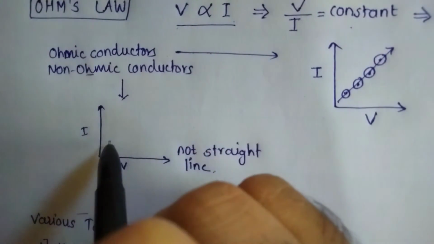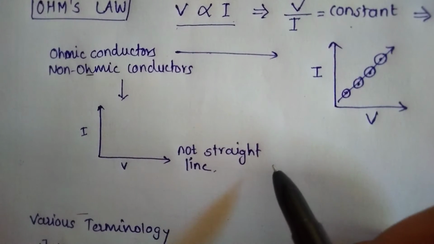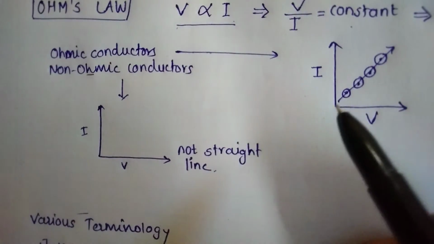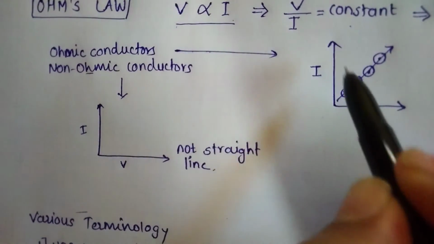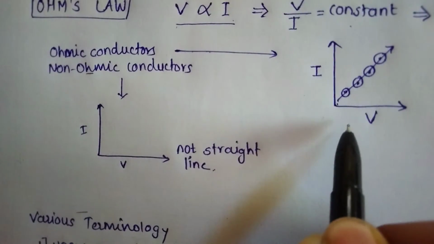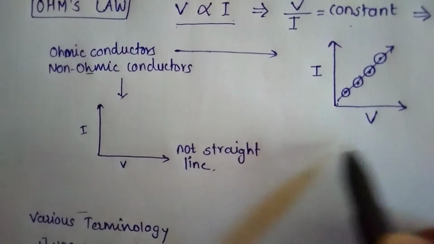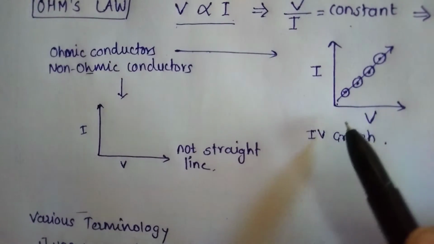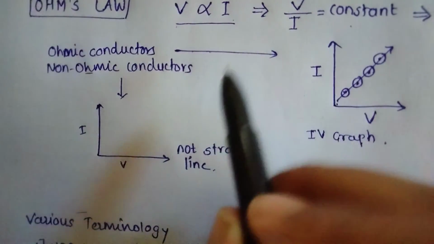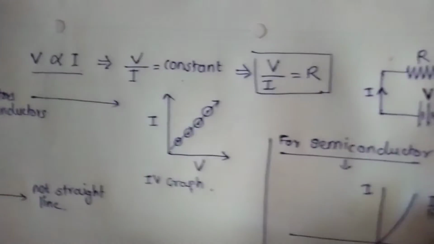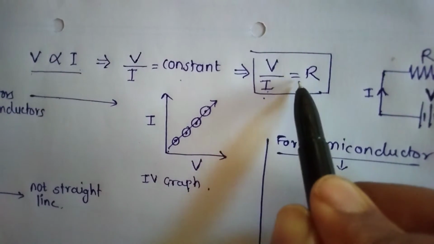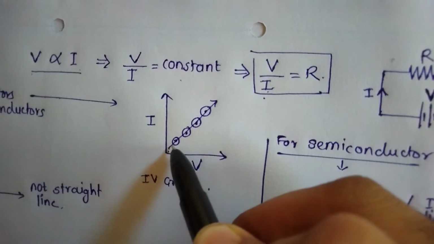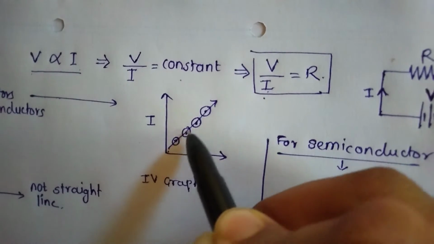And now there are a few types, like the ohmic conductor. So what is an ohmic conductor? Any conductor which follows Ohm's law is an ohmic conductor. In the graphical representation of current and voltage, the IV graph, it is a straight line when we put various values in the formula V divided by I is equal to R. So we will get some constant points, and these constant points follow a trend of a straight line.